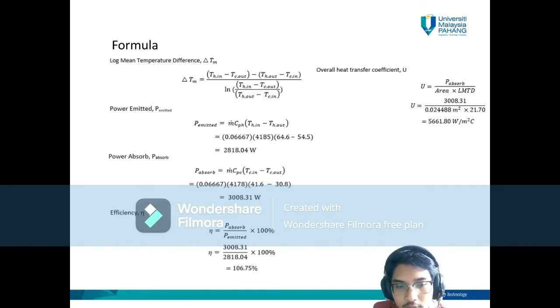After we get the power absorbed and power emitted, we calculate the efficiency by using the formula P absorbed over P emitted times by 100. And one of the examples that we get is 106.75%. So for the U, which is the overall heat transfer coefficient, I'm using the formula P absorbed over area times by LMTD, and then we get the answer for the U.